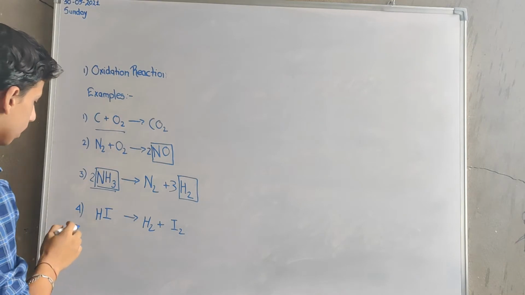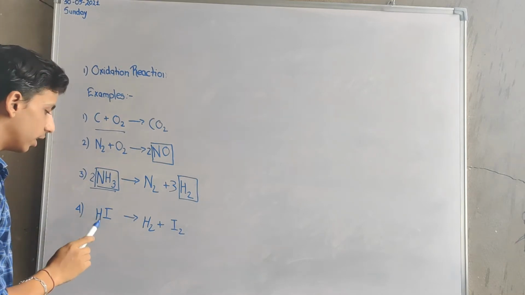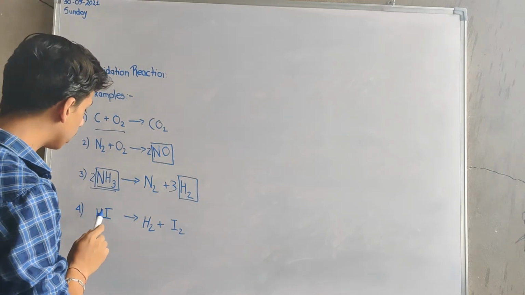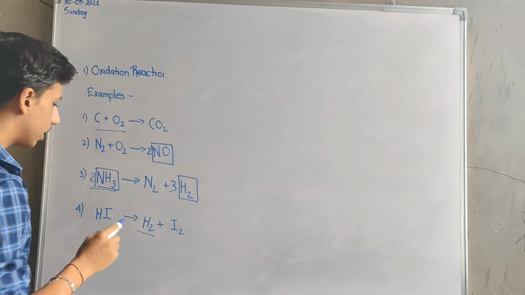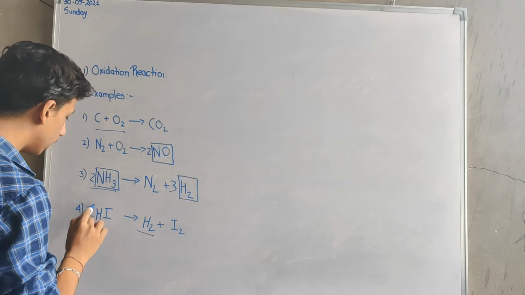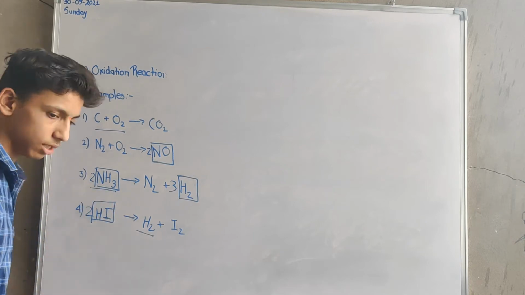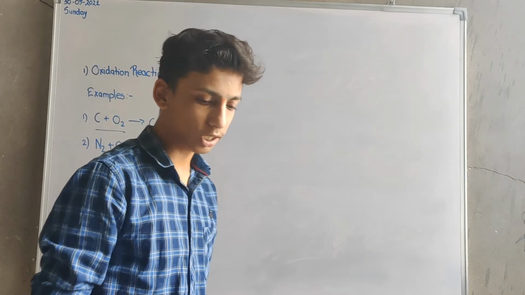So in the fourth example, here HI. Here hydrogen is removed from this iodine compound and it separates. So this is an oxidation reaction. To balance it, we have to only write 2 here and the equation is balanced. So we are now taking reduction reaction.